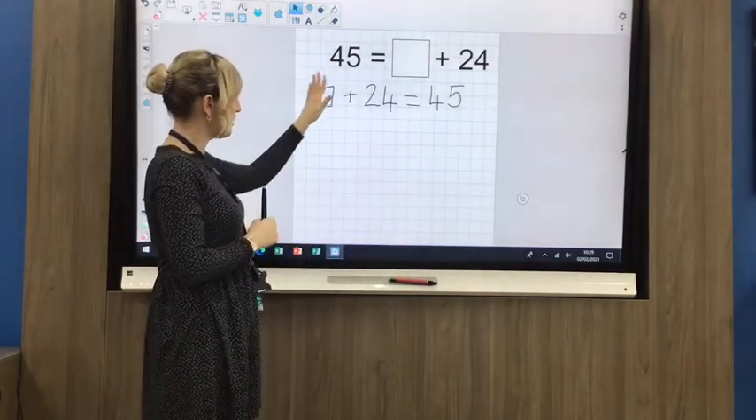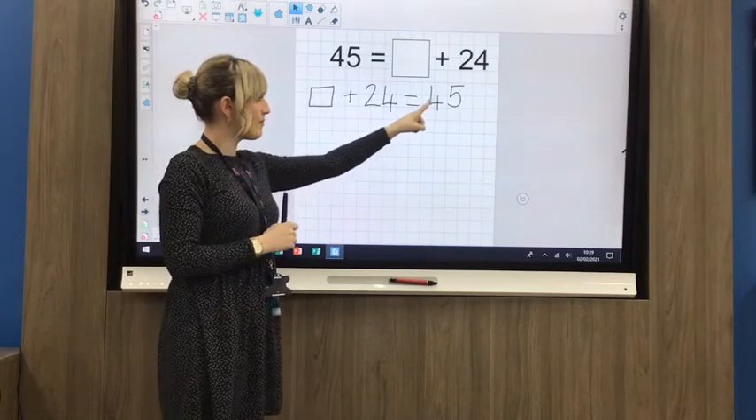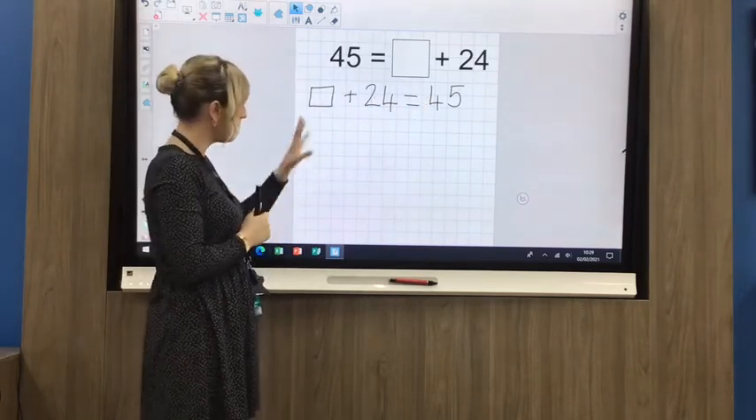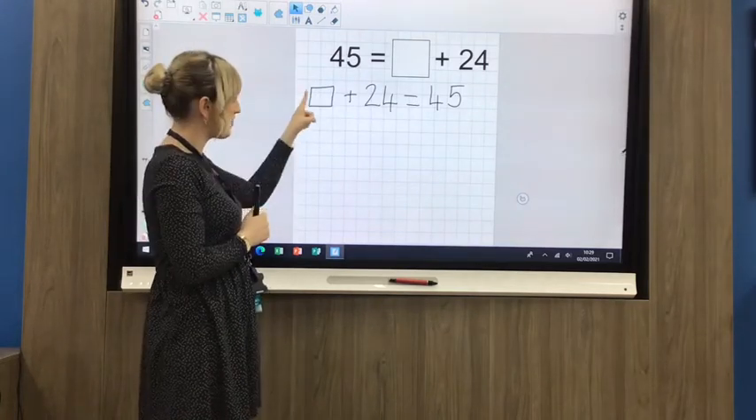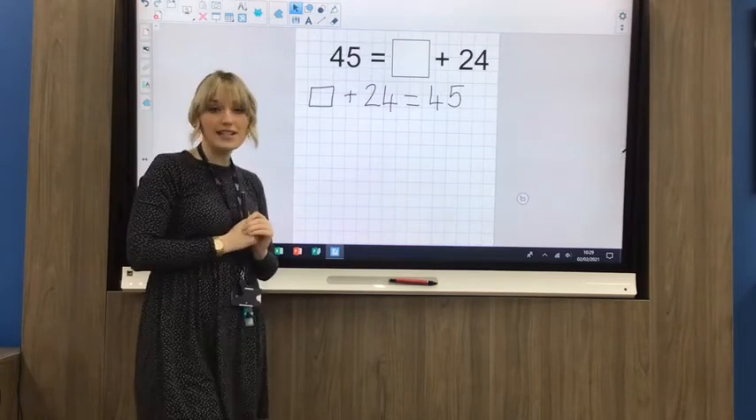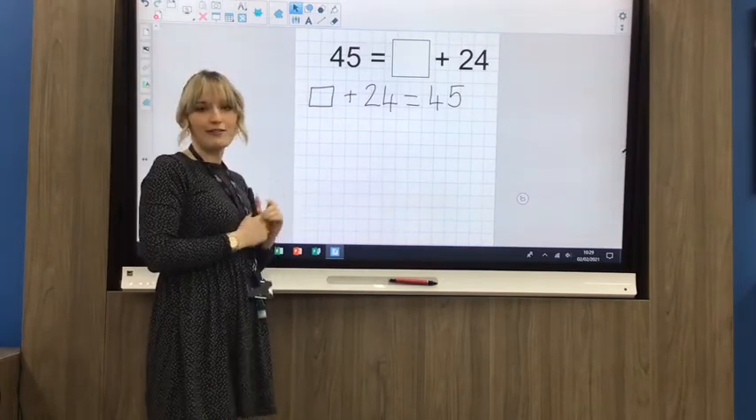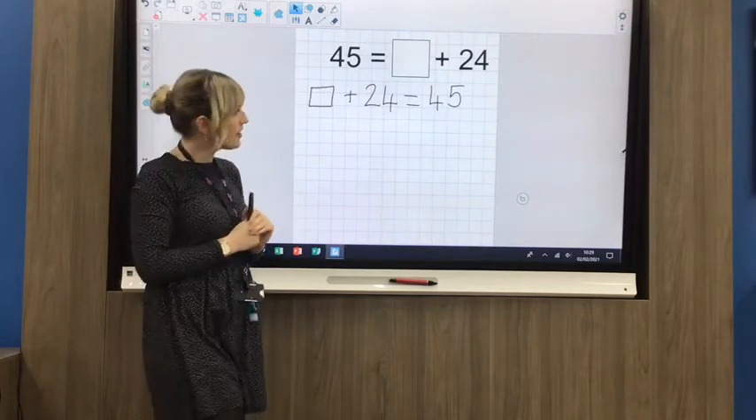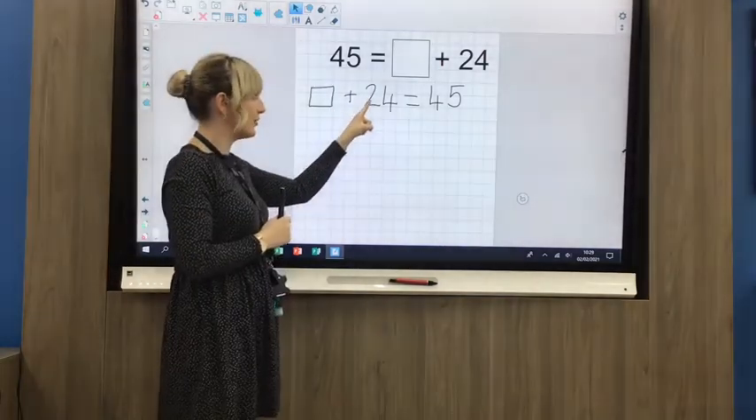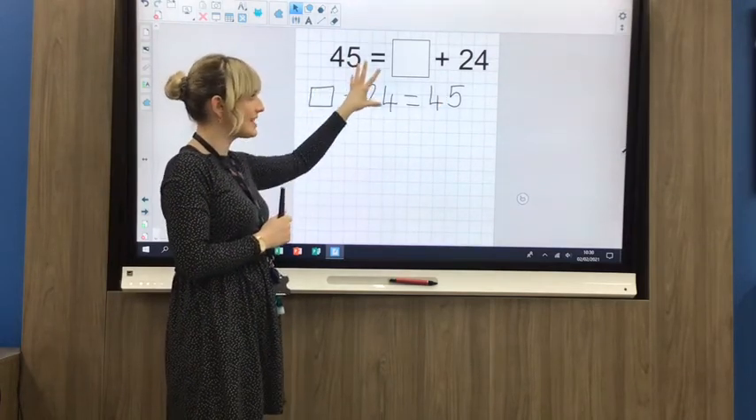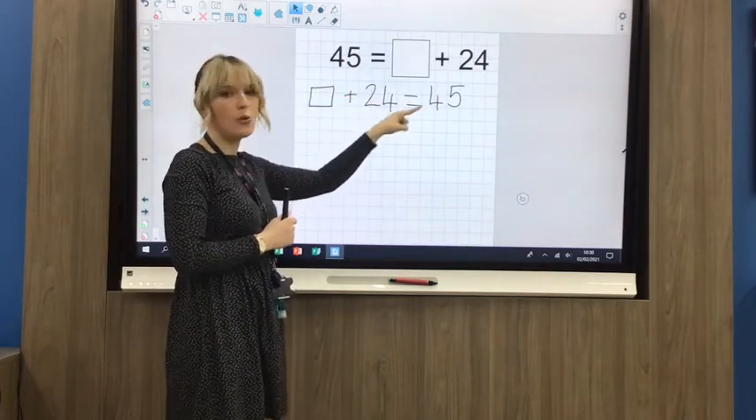Okay, so I've put 2 numbers together and it's given me 45. I know one of them's 24. So what I need to do to find that missing number is I need to do the inverse, the opposite. So the inverse, or the opposite of addition, is subtraction. So I've added 24 to get to 45. So to figure out what this is, I need to take that 24 away.